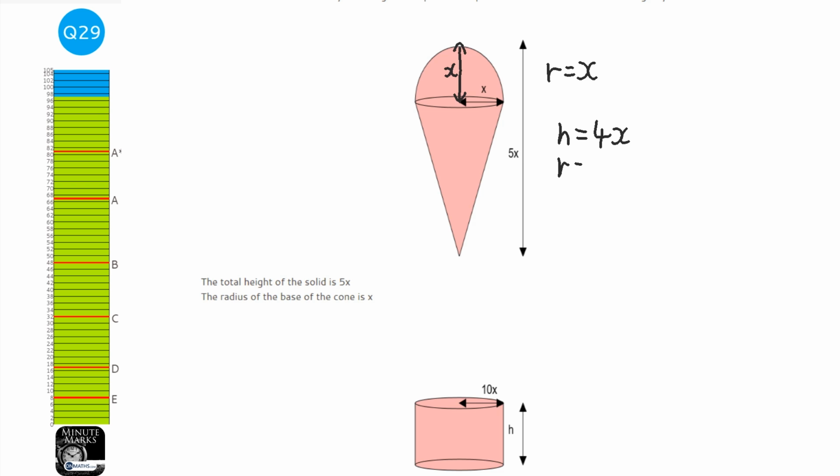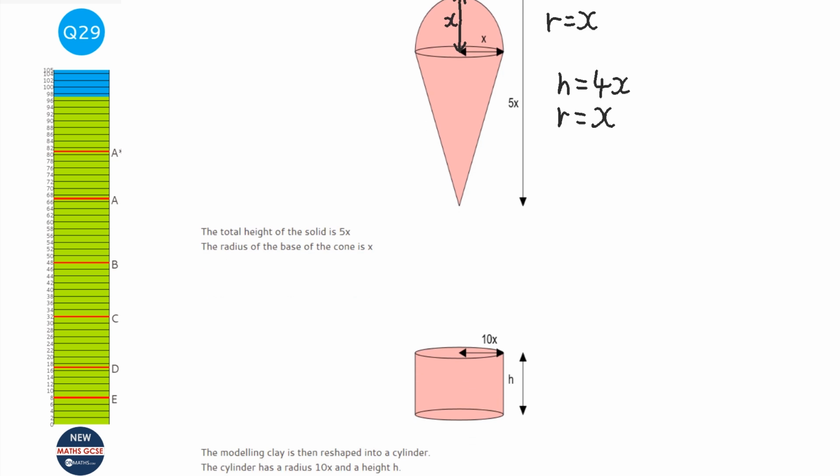We know the radius of the cone is going to be x because it's stated at the top. So let's keep going. The radius of the cylinder is going to be 10x, and the height is just labelled as h. So that's nice and simple.